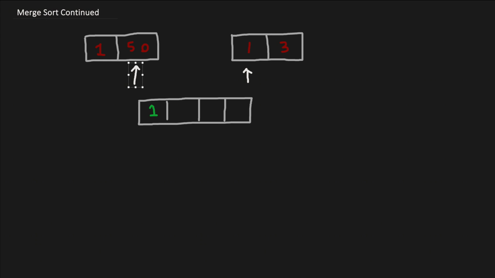So I'll see, okay, now this pointer is pointing to 1, this one's pointing to 50. So I'm going to put 1 in the array since it's smaller than 50. And then I'll move this one up. And I compare, okay, 3 is less than 50, so I'll put 3 in the array. And then at this point, this pointer is already out of the array. So we just put whatever elements that are left from this array into the new array. So we just put 50 in. So then the array is sorted.